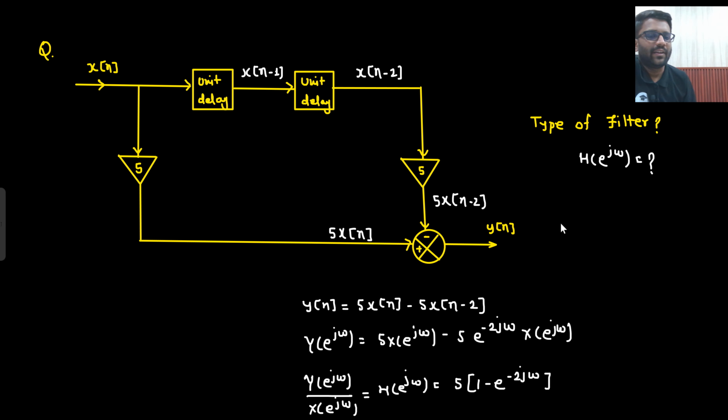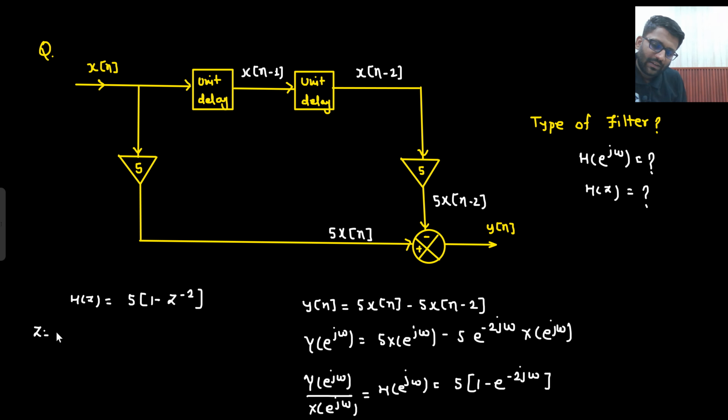And why do I need e to the power j omega? Why should I carry e to the power j omega? I should have carried H of z only, no? Why do I do H e to the power j omega? So let's write down H of z only. Needlessly I did all this calculation. So basically it would be 5 into 1 minus z to the power minus 2. Say yes or no, right? Z to the power minus 2.